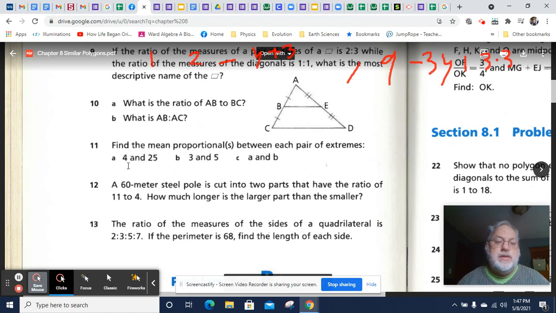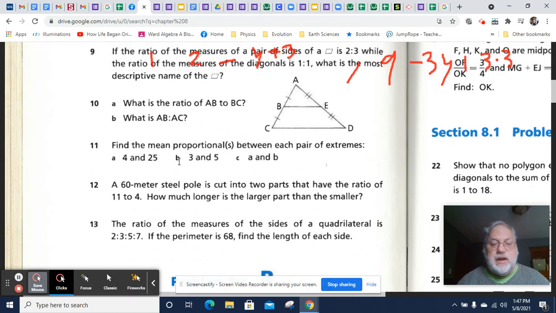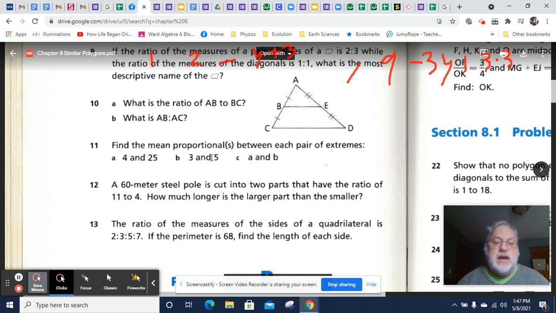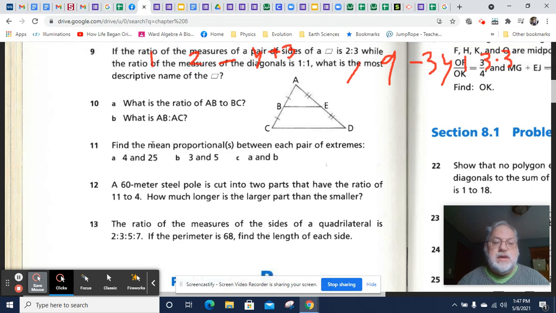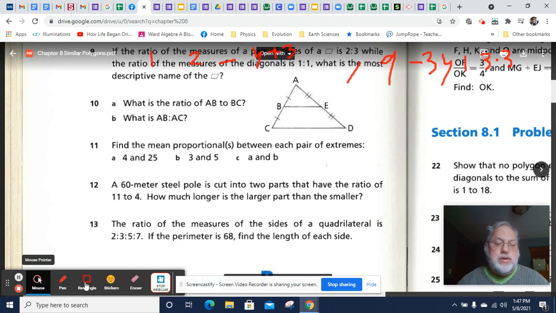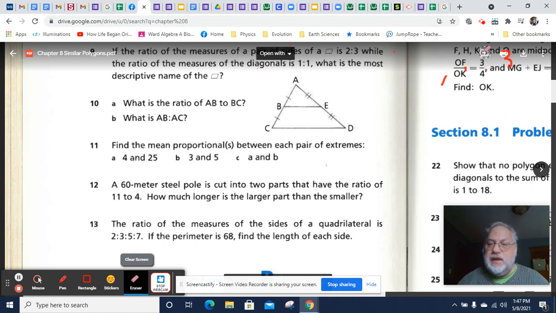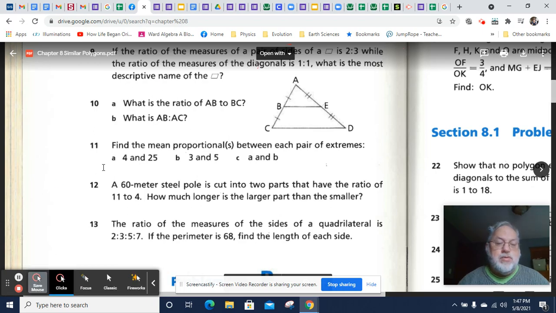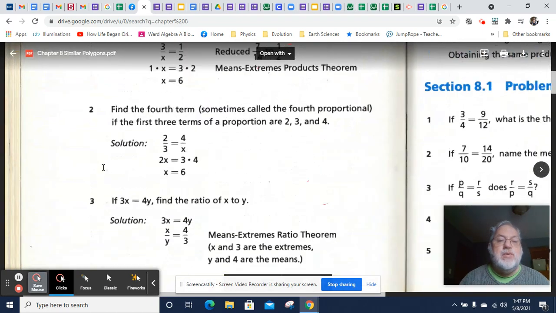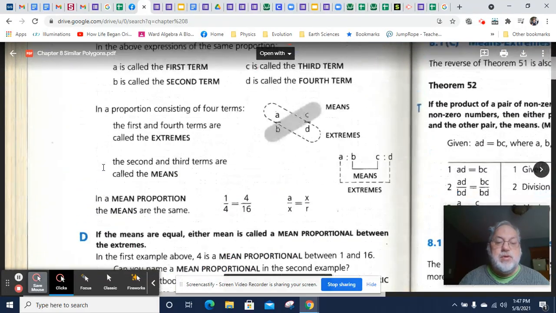Okay, now I'm going to deal with number 11. You're supposed to do A and C. I'll deal with B. So it's asking what's the mean proportional here for 3 and 5. Now, mean proportional is when the means are both the same thing. And that's going to be an important tool for us as we move into the Pythagorean theorem. So I'm going to scroll up and remind you where you would find information about the mean proportional.